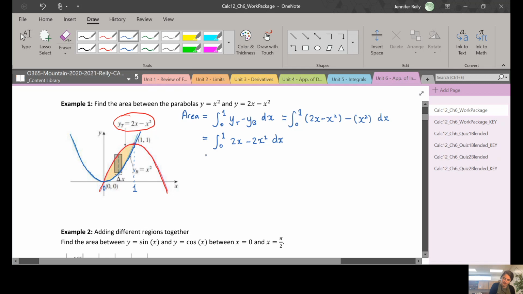Okay, so to do this definite integral, I need to do the antiderivative. The antiderivative of 2x is just x squared, and the antiderivative of 2x squared is, so we bump the power up by 1 and divide by the power, so it'd be 2/3 x cubed. And we are going to evaluate this at 1 and 0. So this is 1 squared minus 2/3 times 1 cubed, minus, when you plug in 0 into both of those, it's going to be 0. So I'll just put minus 0. And so you get 1 minus 2/3, so 1/3.